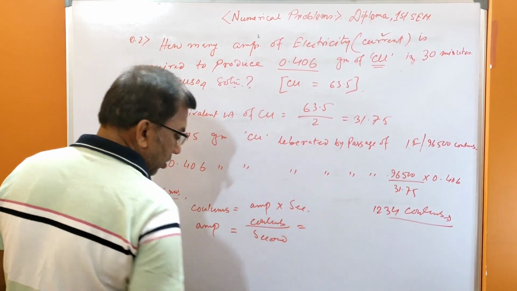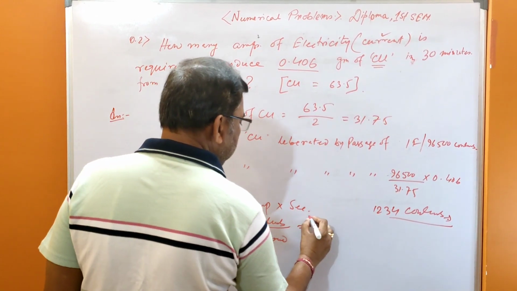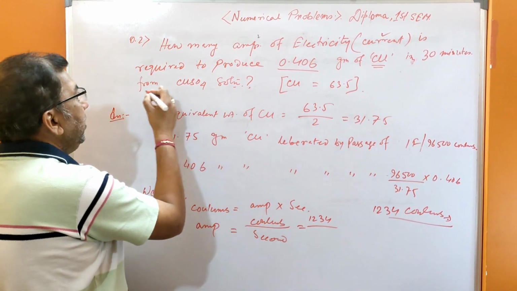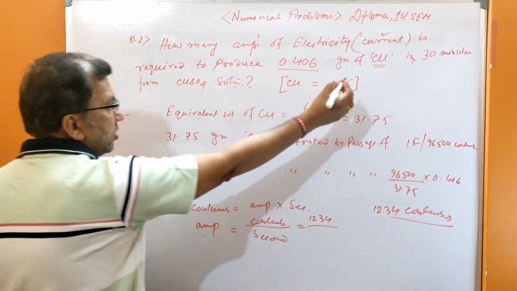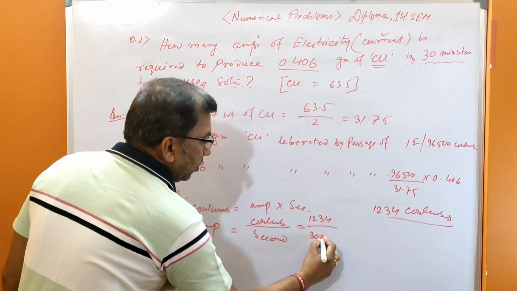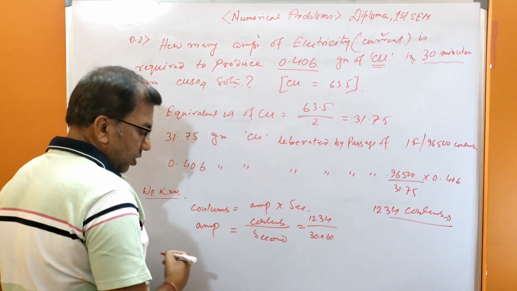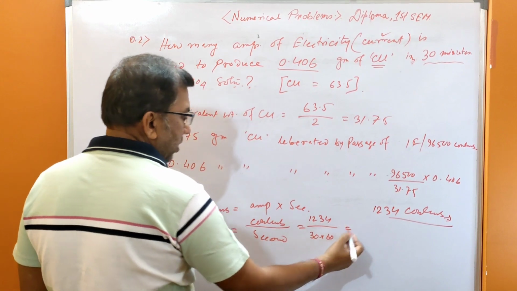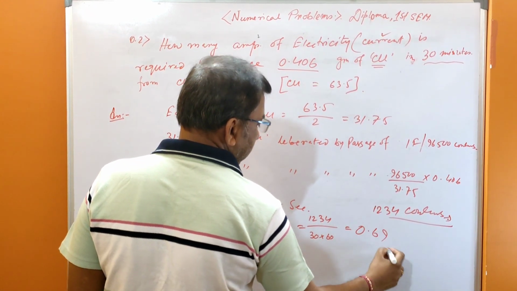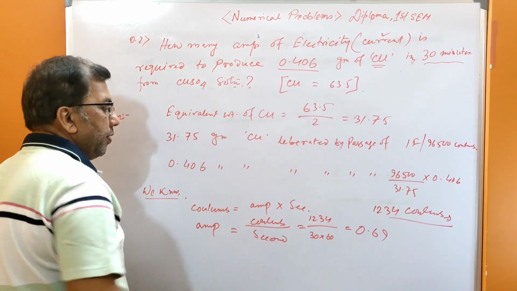Here this coulomb is given, and the time is given as 30 minutes. The 30 minutes means 30 into 60 seconds. Okay, calculate it and write the answer. That is 0.69. Okay, this is ampere.